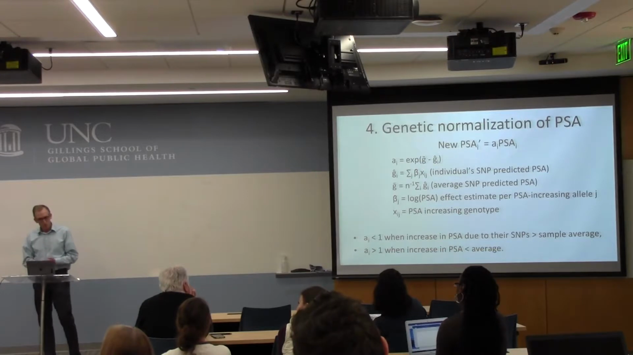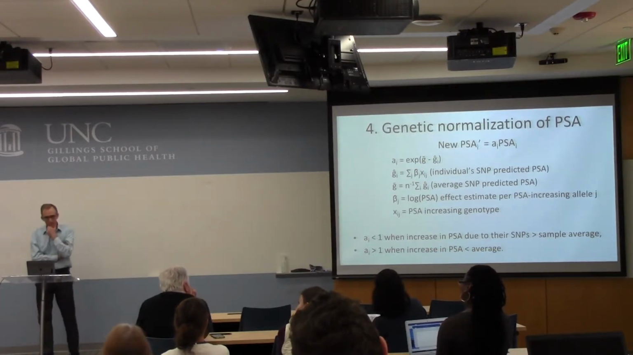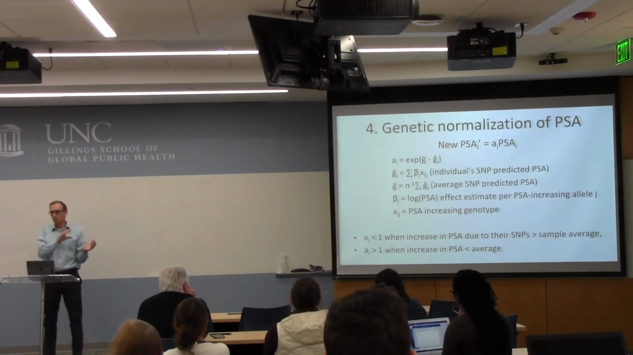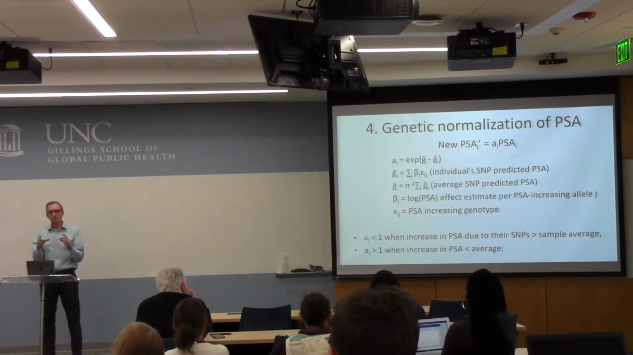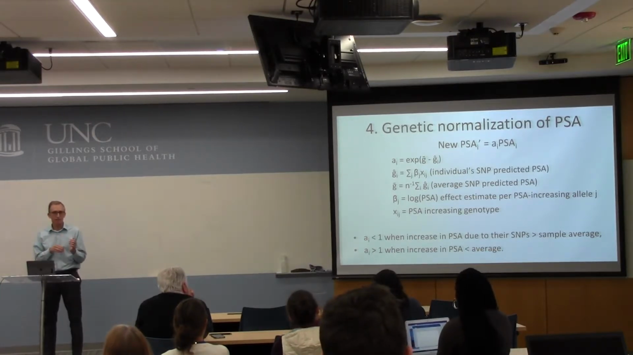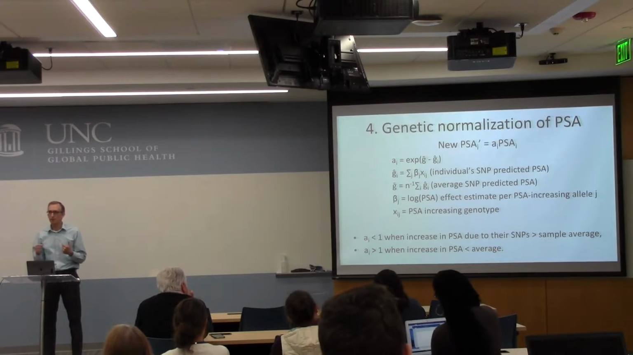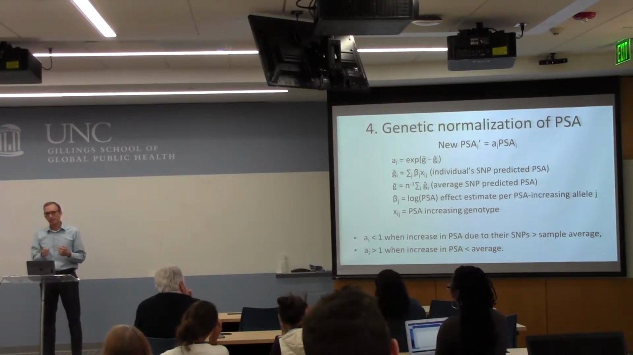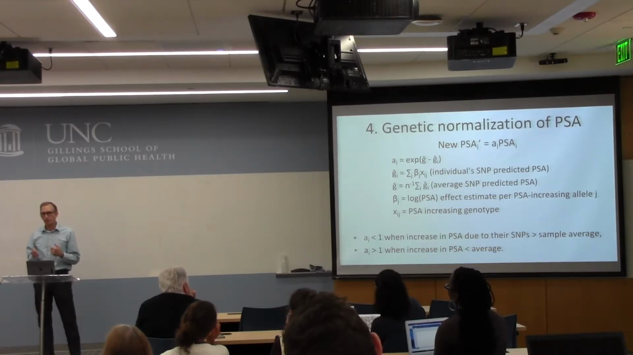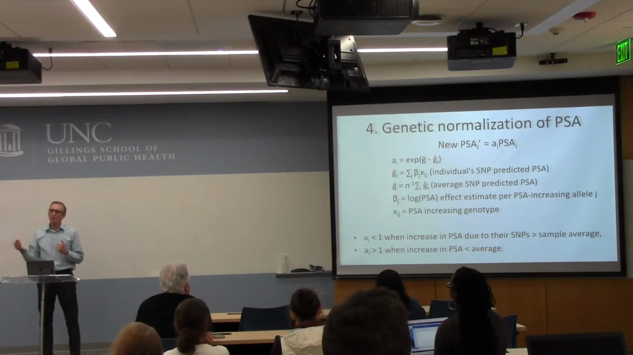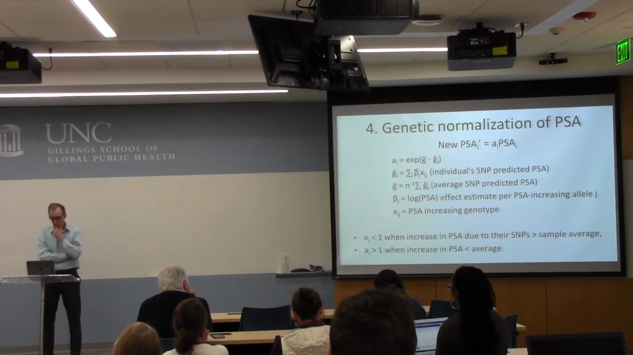So the fourth thing that I want to talk about is this idea of, okay, now we've found a bunch of SNPs that are associated with PSA levels. It looks like many of them are associated specifically with PSA and not prostate cancer, and they explain quite a bit of the variability in PSA levels. Well, now could we actually take a man's PSA and adjust it for his germline genetic variants and come up with a normalized measure that should be used in screening?